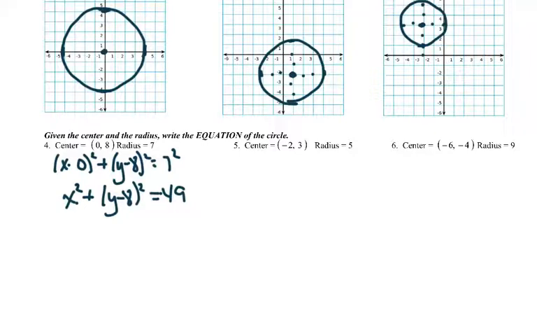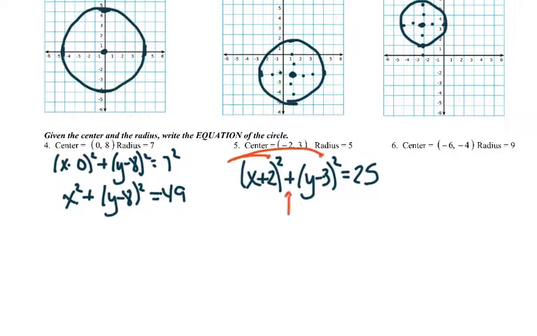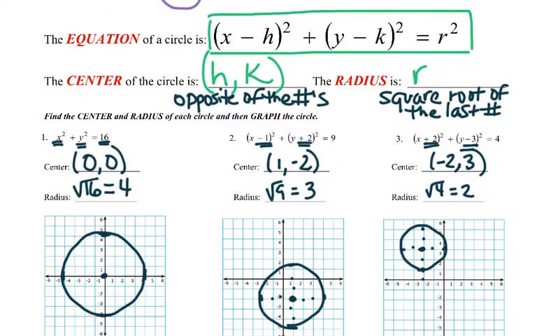Here, opposite numbers, same thing. So x plus 2 squared plus y minus 3 squared equals, and I could do 5 squared in my head, is 25. Don't forget the little squares, those are important, and the plus sign in the middle. Sometimes people forget those. Last one, now you're a pro, x plus 6 squared plus y plus 4 squared equals 81, 9 squared. And that is it. That is the equation of a circle.